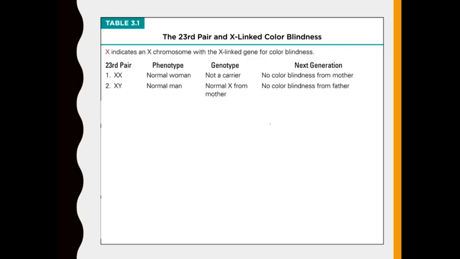So at the 23rd pair, you can have 2 X's that are non-coded for color blindness, and that's going to be a woman who, in her phenotype, in her expression of her genes, has normal color vision. And because she doesn't have the color blindness gene on either of her X chromosomes, she's not a carrier of it either. So that means that she did not inherit color blindness from her mother.